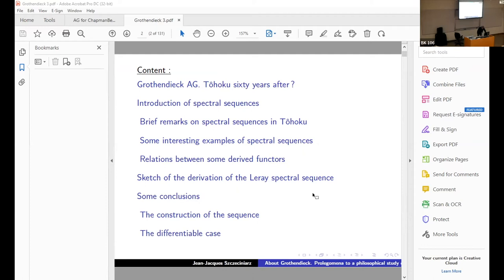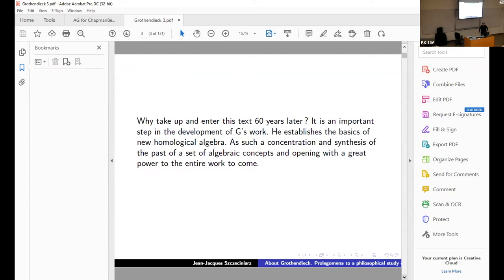Now, why take up this text 60 years later? First of all, it is an important step in the development of Grothendieck's work. He established the basis of a new homological algebra. As such, it is a concentration and synthesis of the past of a set of algebraic concepts, and an opening with great power to the entire work to come.